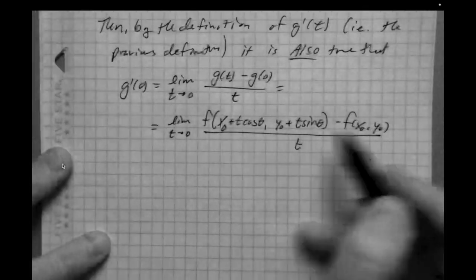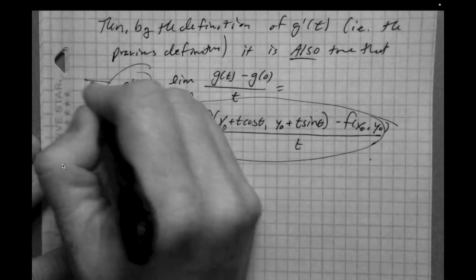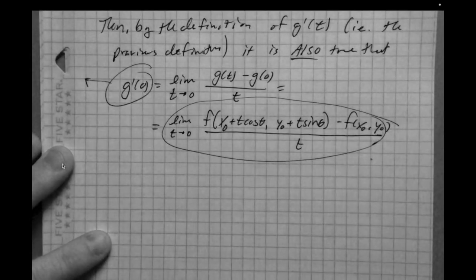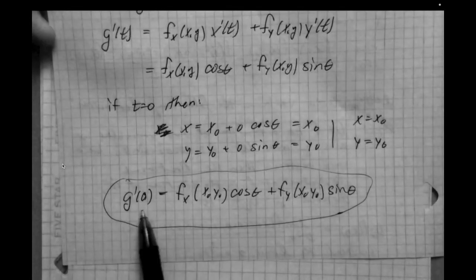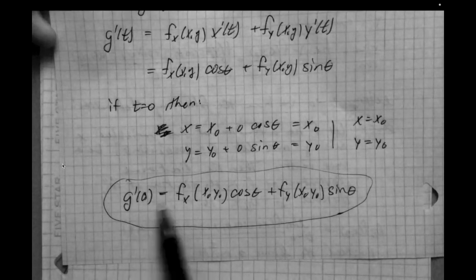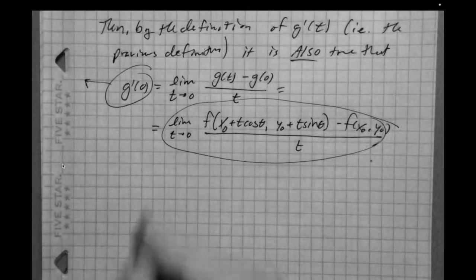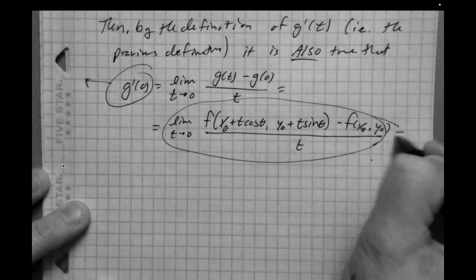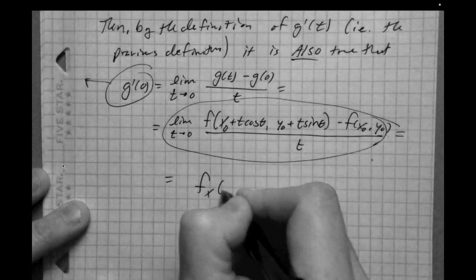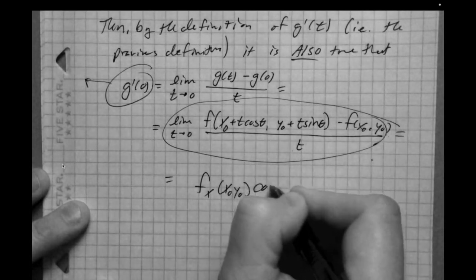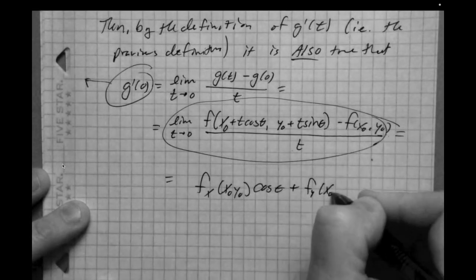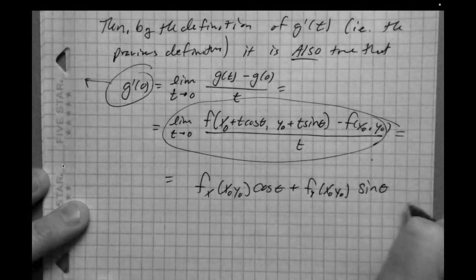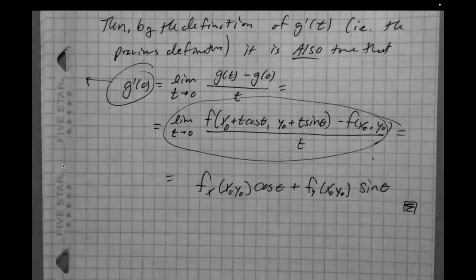And so that ties this back to the previous page where we said g prime of 0 was this guy. And so that means this guy here is equal to f sub x, x naught, y naught, cos theta plus f sub y, x naught, y naught, sine theta. And so that's what we were intending to show: that this was another way to calculate the directional derivative, i.e. using the partial derivatives and cos theta, sine theta.